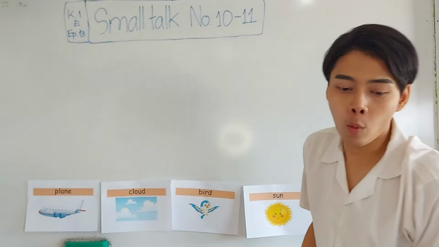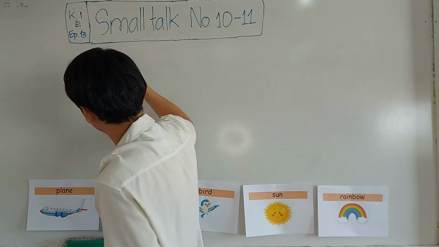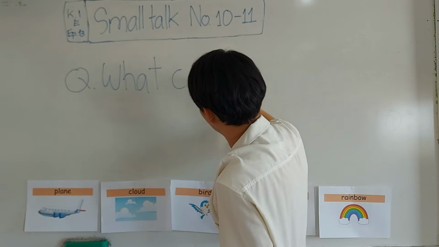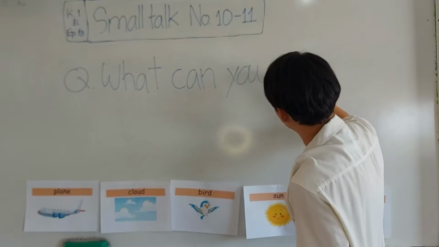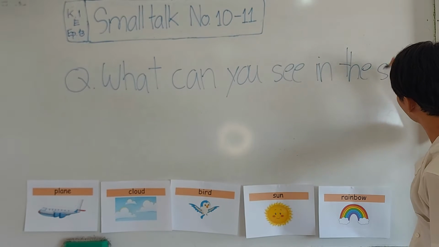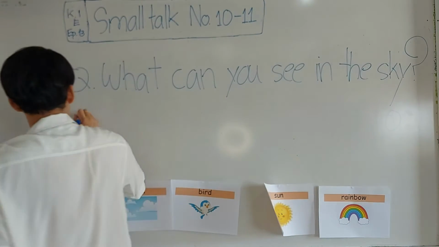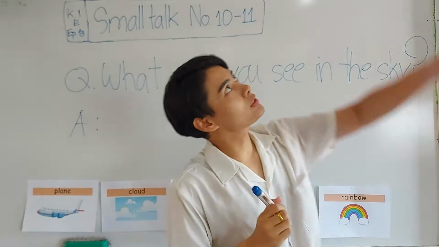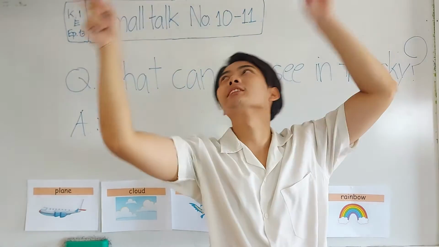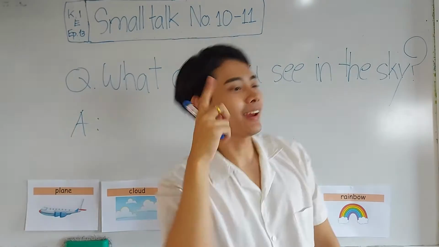Number 10 is: what can you see in the sky? Question. Who? What? Can you see in the sky? What can you see in the sky? Did you know? Sky. Oh, sky. What can you see? Can you see with your eye? What can you see in the sky?